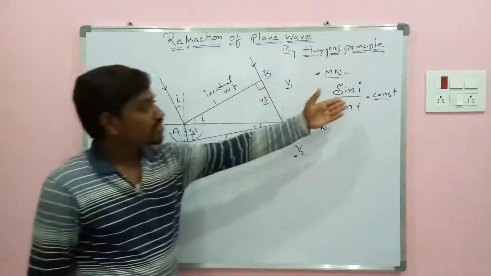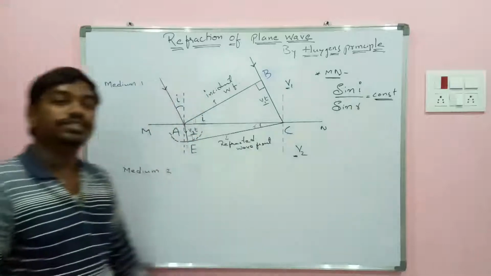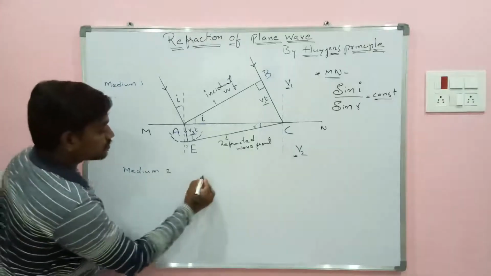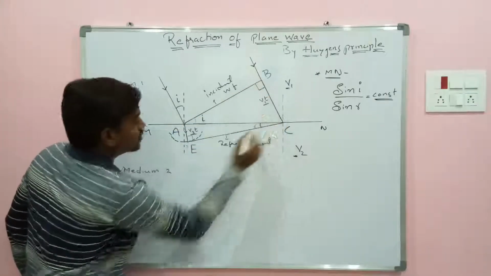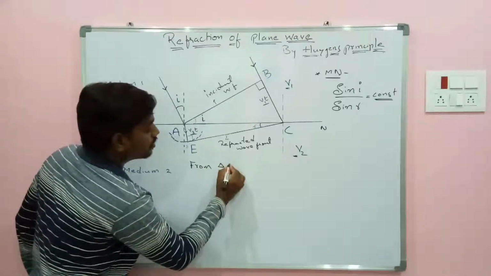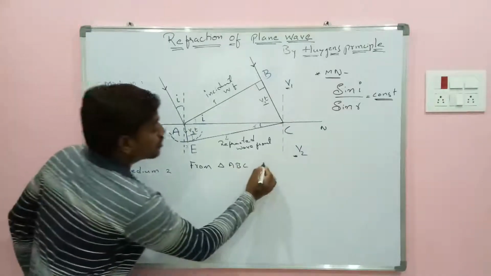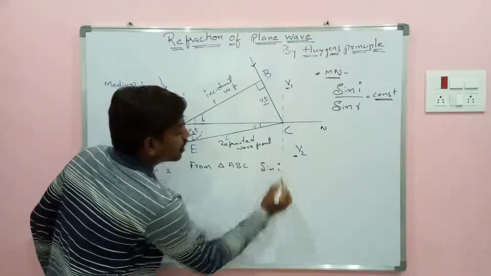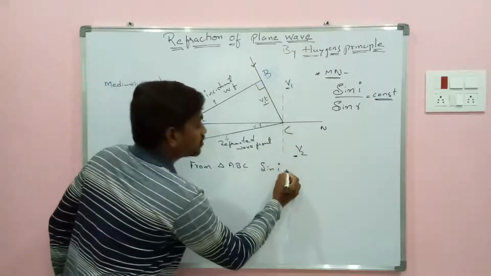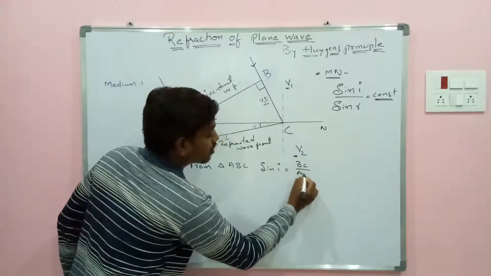Now let us prove this: sine of the angle of incidence by sine of the angle of refraction is equal to a constant. Here also we have two right angle triangles, that is ABC. So from triangle ABC, we get sine of the angle of incidence, sin i, is equal to the opposite side BC divided by the hypotenuse AC.